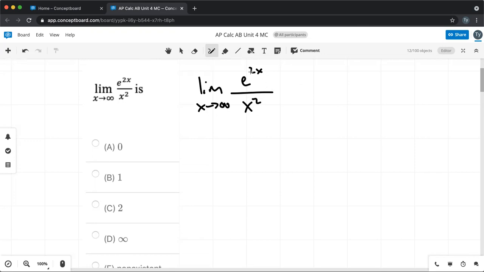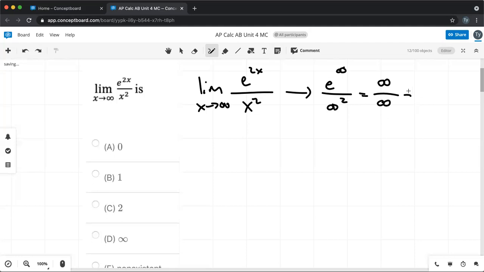So when we plug infinity in here to the numerator, we have e to the 2 times infinity, right? That's really just e to the infinity. And on the denominator, we have infinity squared. So e to the infinity is going to be infinity, and infinity squared is infinity. So I kind of spoiled it, my bad, but we have infinity over infinity. This means we can use L'Hopital's rule.